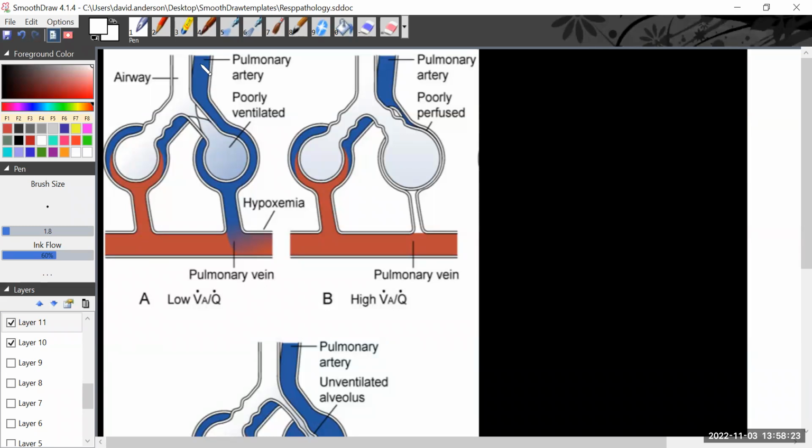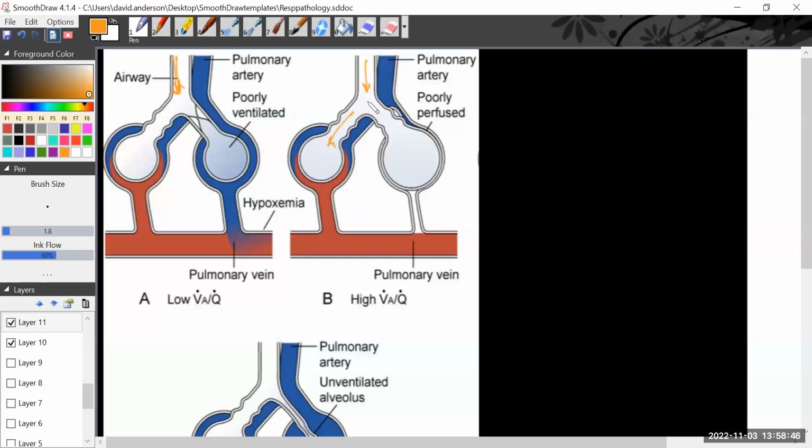So the pulmonary artery is delivering deoxygenated blood to the alveolus to be picked up and delivered to the left side of the heart through the pulmonary veins, right? Veins go to the heart, arteries leave the heart. Okay, so there's our airflow. Our airflow is coming through the alveoli in our two diagrams here.